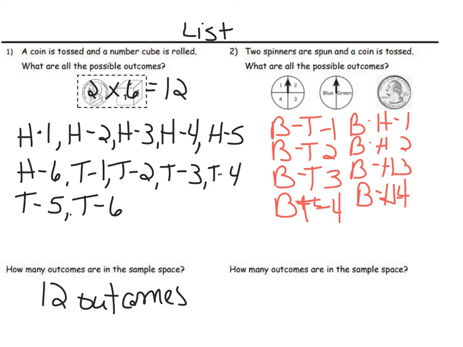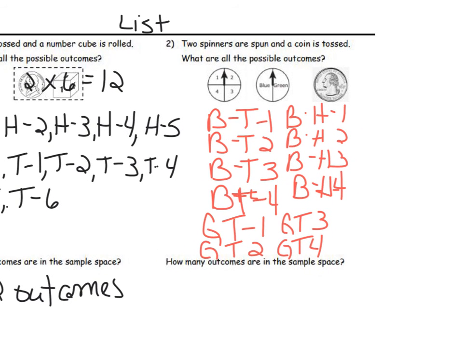And then we also need to do green. So green tails 1, green tails 2, green tails 3, green tails 4. And then also we have to do the heads. Green heads 1, green heads 2, green heads 3, and green heads 4. Yes. It is a little complicated when you're doing the list.